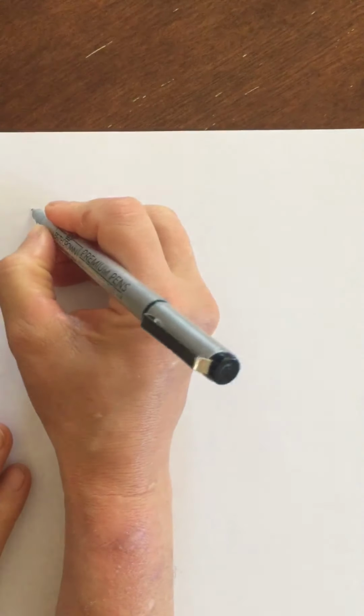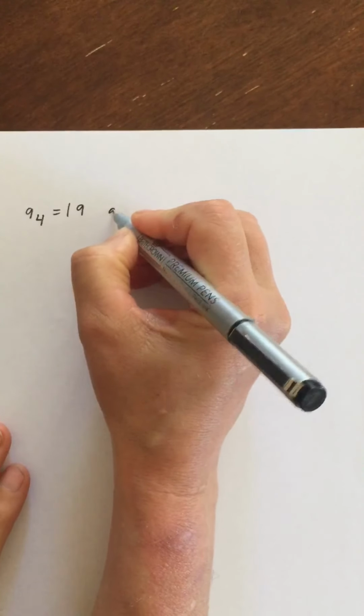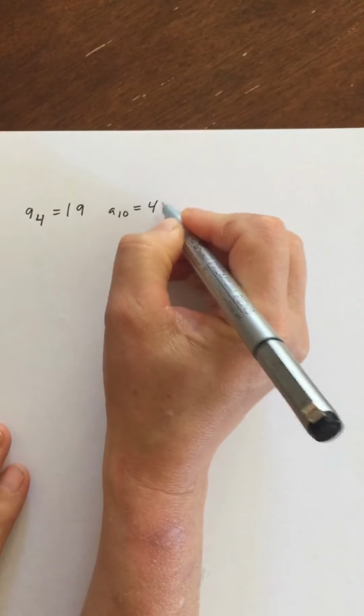Okay, let's look at another problem. Let's say that you're told some things about a sequence. We're told it's arithmetic, and a4 is 19 and a10 is 43.